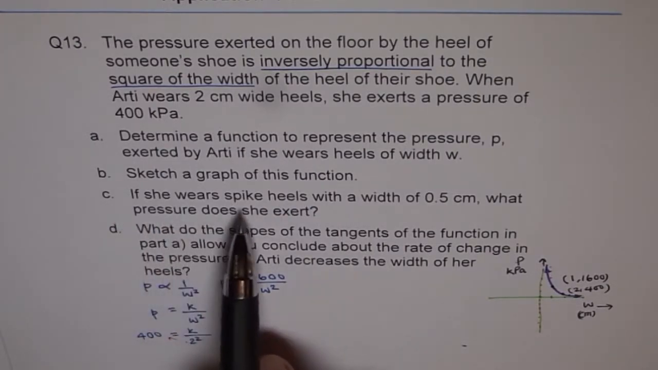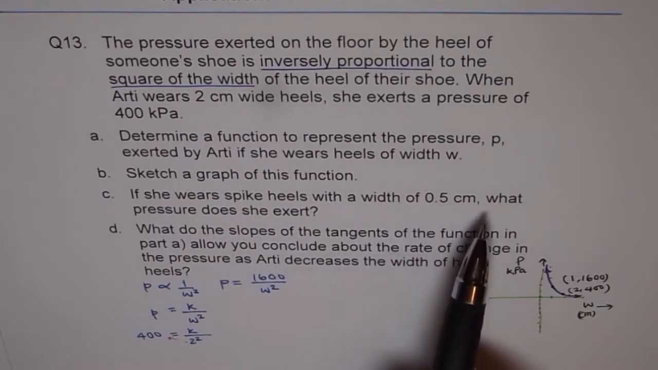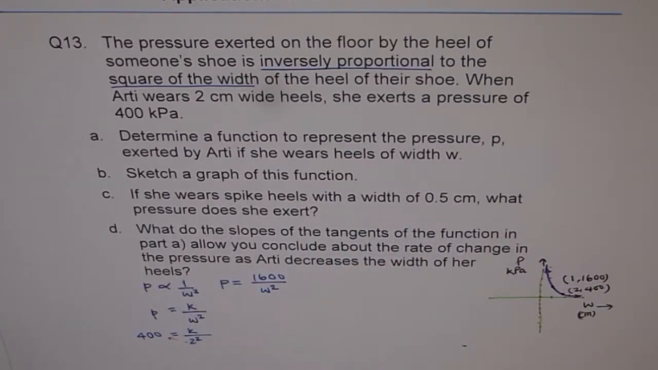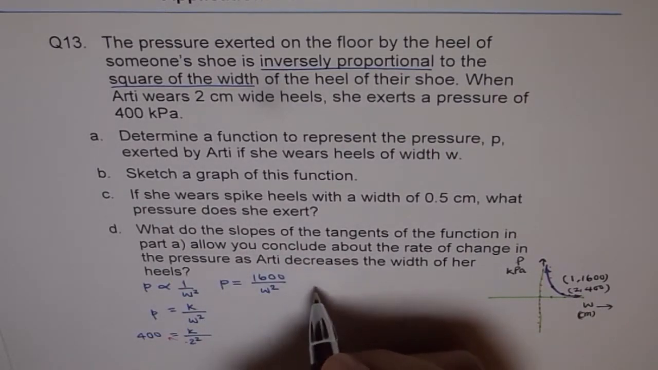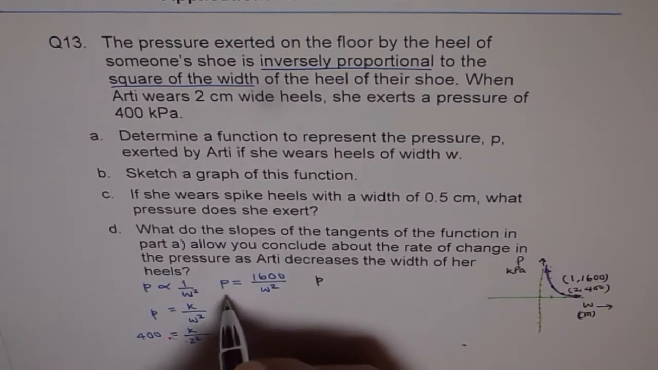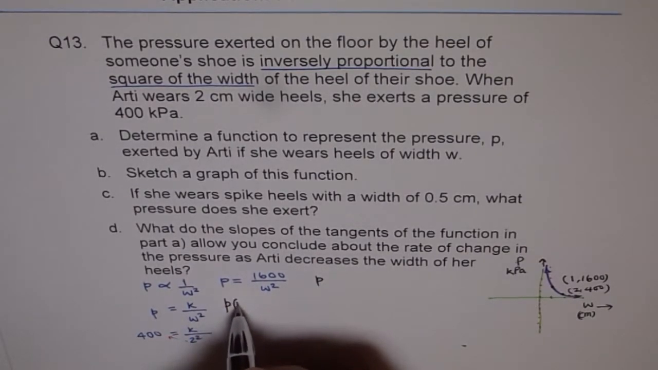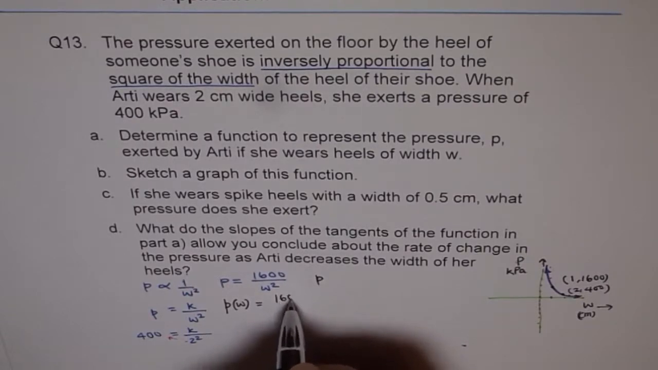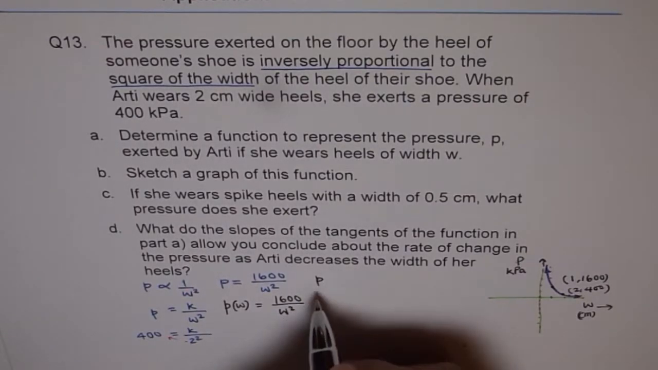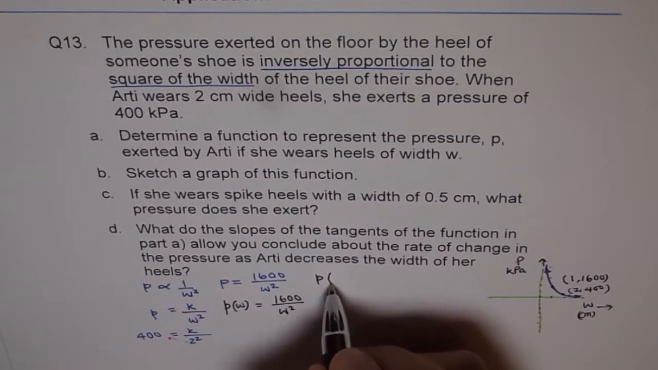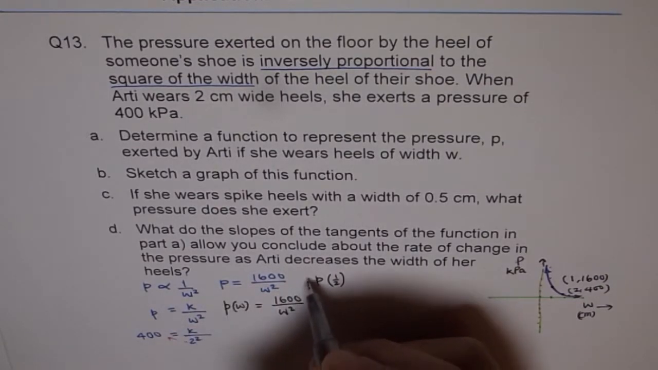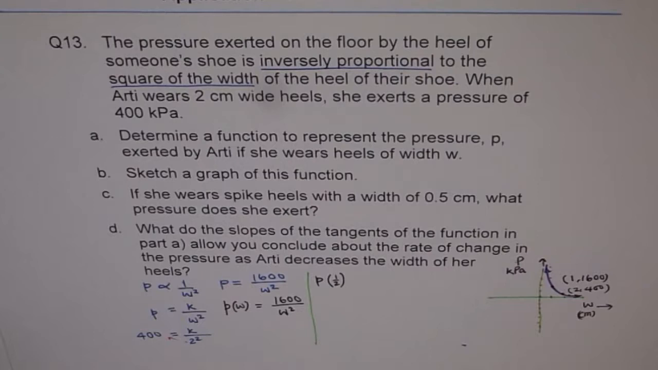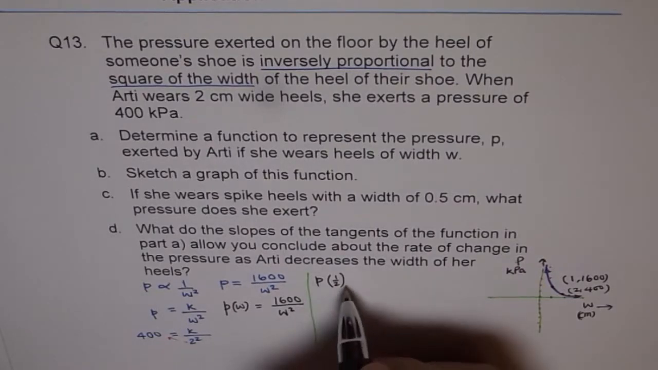If she wears spike heels with width of 0.5, what pressure does she exert? So 0.5 is like half. Let's do part C. Pressure as a function of width is 1600 over W square. So that helps me to write this equation as pressure when the width is half. Let me write 0.5 as half. I love fractions. I'm not scared of them. I kind of like them. It helps, I'll show you how.